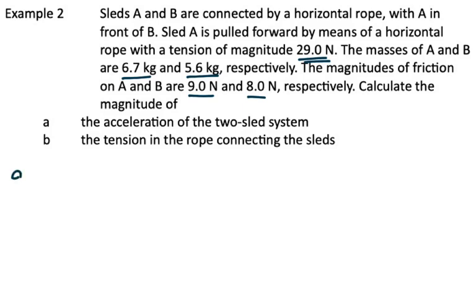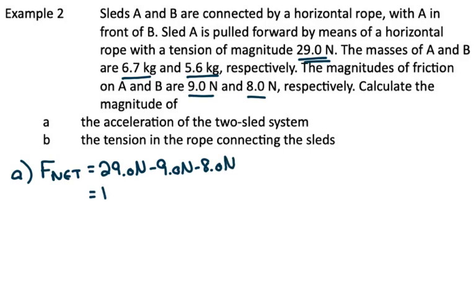This is simply just an F equals ma question, but we need to determine the net force to use that. The applied force is 29 newtons, but friction is acting opposite to those with 9 newtons on one sled and 8 newtons on the other sled. So really our net force is 12 newtons.